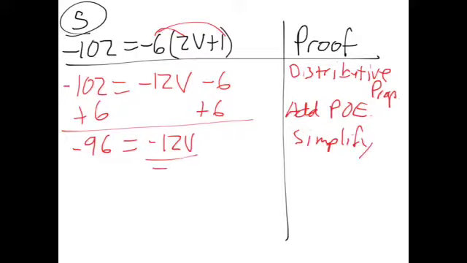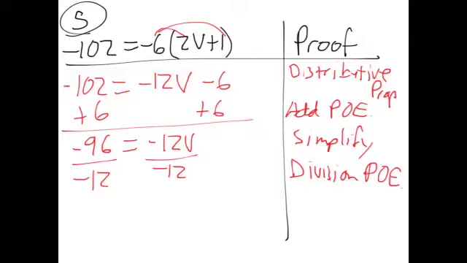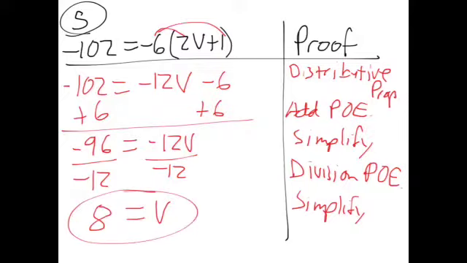And now we need to divide by negative 12 to get our v by itself. So divide both sides by negative 12. What lets me divide both sides is the division property of equality. And that, when we simplify, which is our last step, it's the last property, negative 96 divided by negative 12 is going to give us a positive 8. And that's going to be our answer for 5.